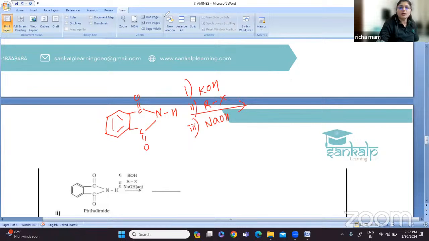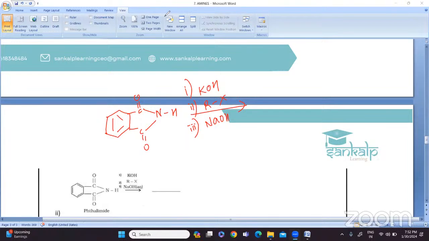What will be the product obtained, students? What will be the product obtained here? So this is a phthalimide. It is reacted with KOH, so you are reacting it with a base. Then, sorry, an alkyl halide. And then you are reacting it with NaOH. So what will be the product obtained? Major product. They have asked you the major product.